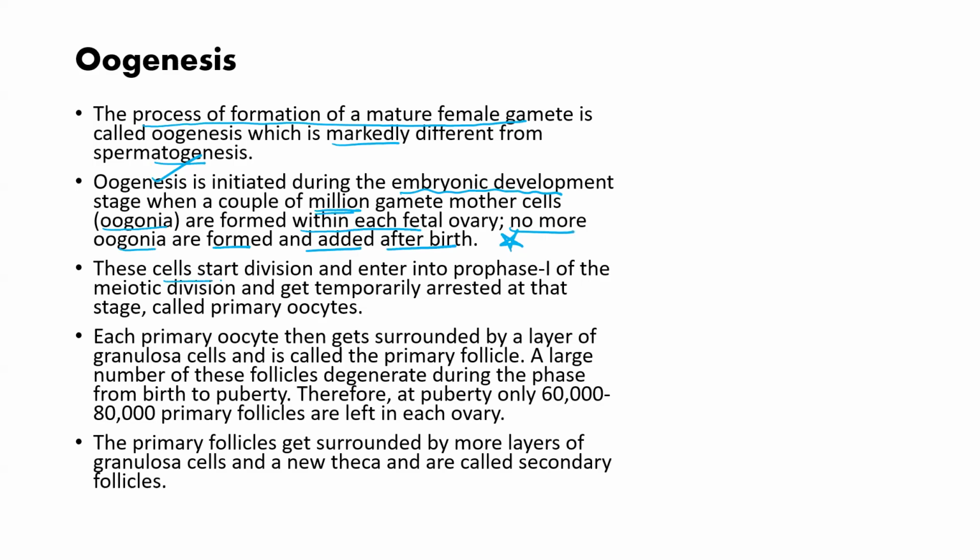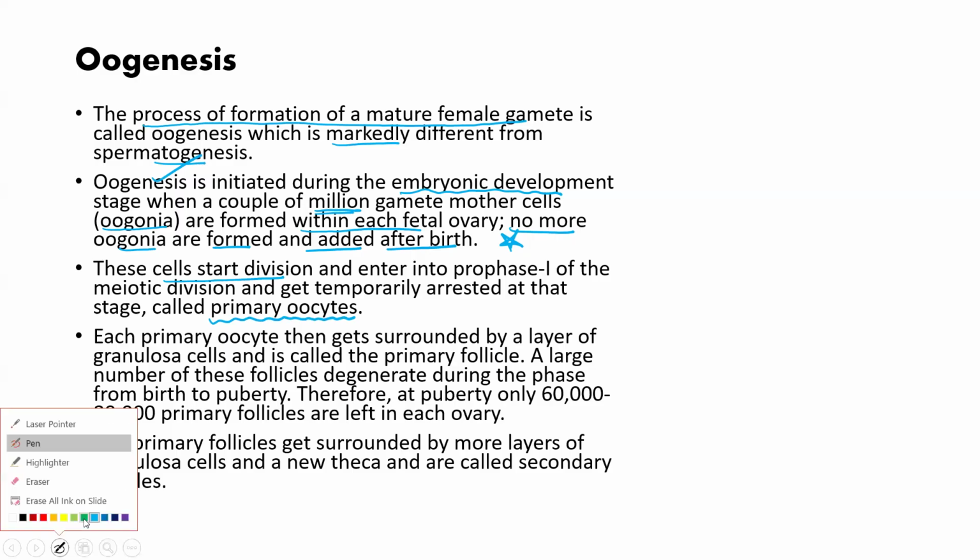Then these cells start dividing, and after division they are known as primary oocytes. They enter meiosis 1 and stop at the diplotene stage. It means the primary oocyte, whatever has to be made, is made in the embryonic condition only, and it has started meiosis 1 and reached the diplotene stage.